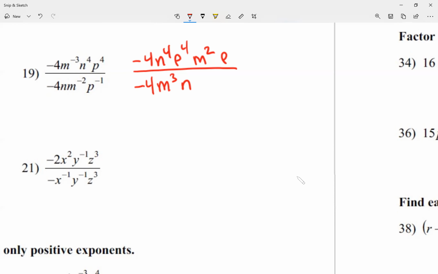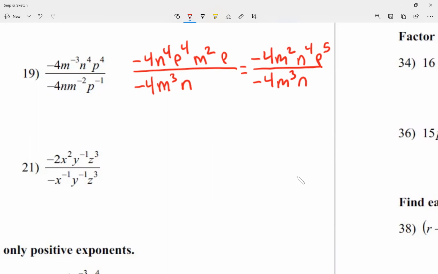Let me simplify my top. Just looking on the top. Number-wise, there's a -4. Letter-wise, I'm going to go in alphabetical order. I see m to the second. I see an n to the fourth. And then I see p to the 5. Notice that I added the exponents on the p. Now at the bottom, I see a -4, m to the 3, and n.